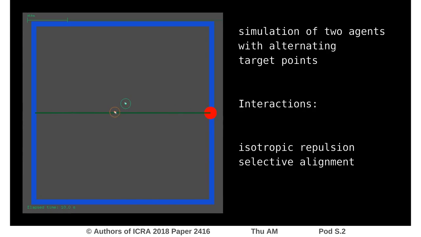In these simulations, the target of the agents alternates between two points. Now the agents propel themselves towards their actual target with a constant speed, and only isotropic repulsion keeps them away from collision. As you can see, this causes a lot of unreliable, ineffective oscillations.